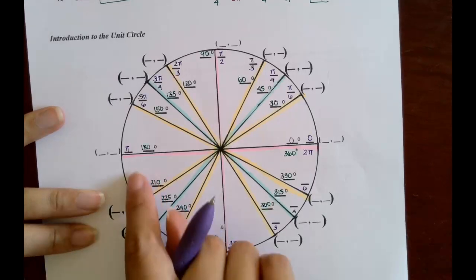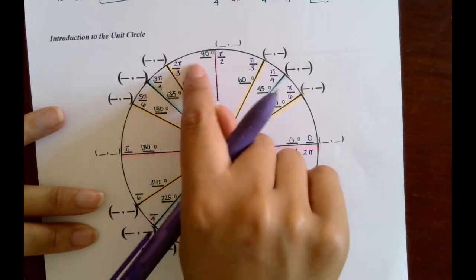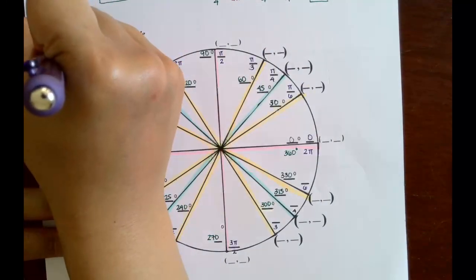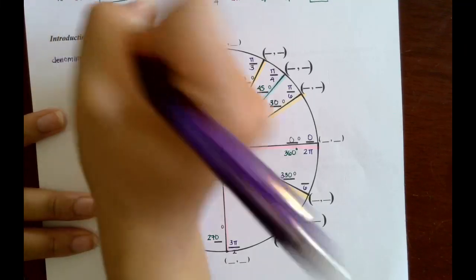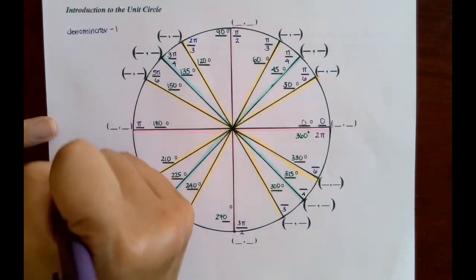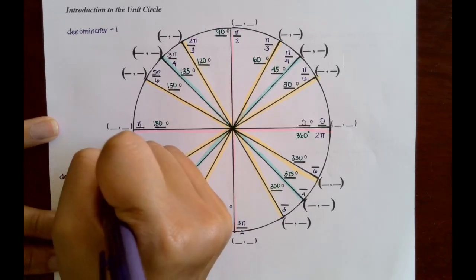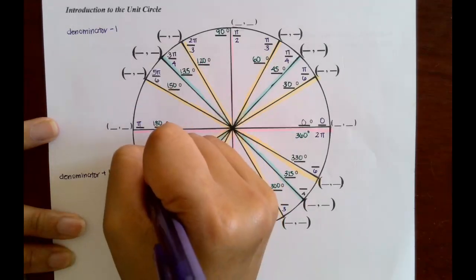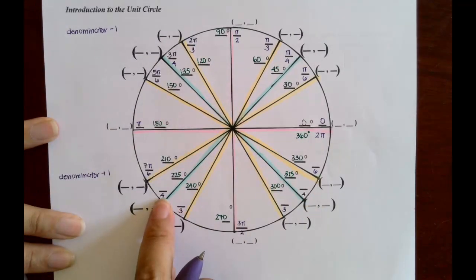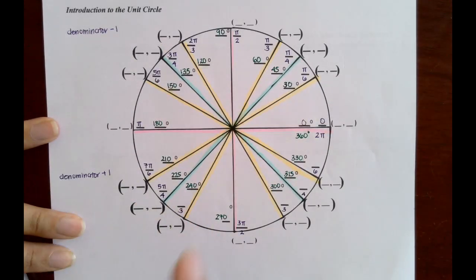So this one was denominator minus 1. This one is going to be denominator plus 1. Since this is 6, 6 plus 1 is 7, so this will be 7 pi over 6. This is 4, so 4 plus 1 is 5, so 5 pi over 4. This is 3, 3 plus 1 is 4, so 4 pi over 3.